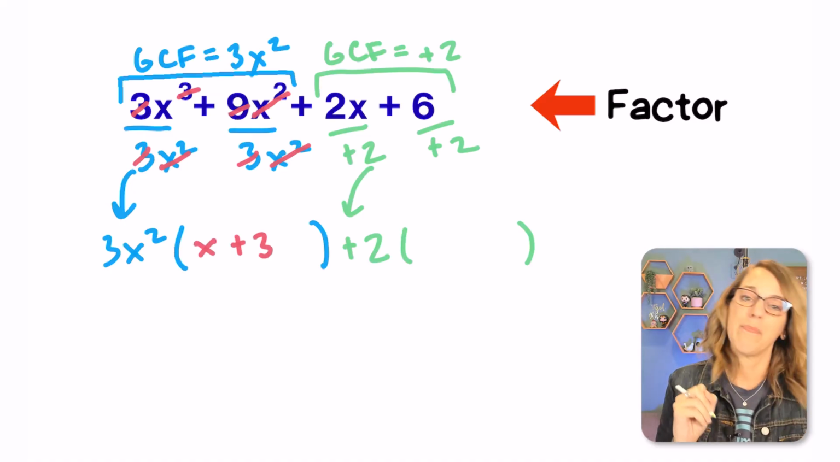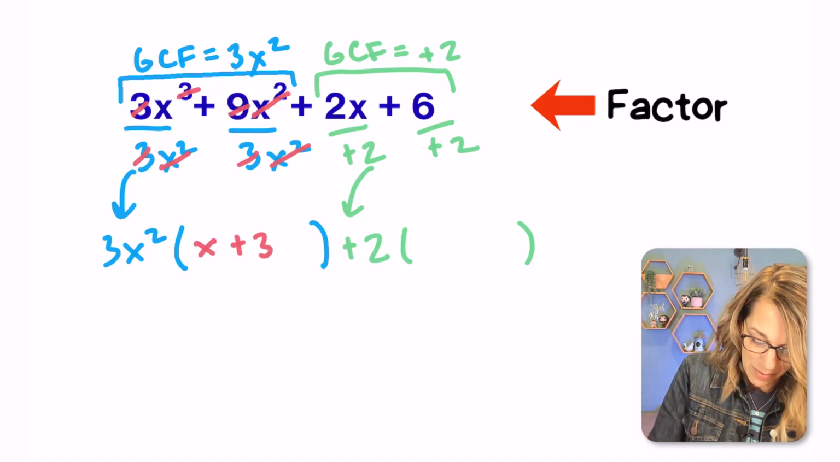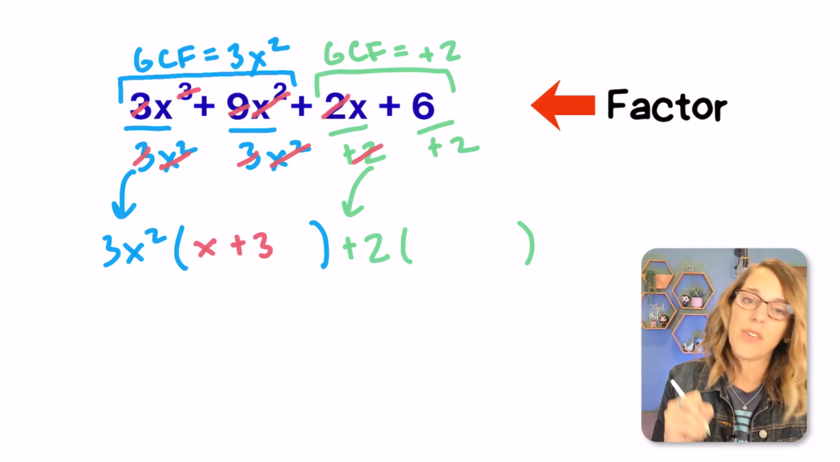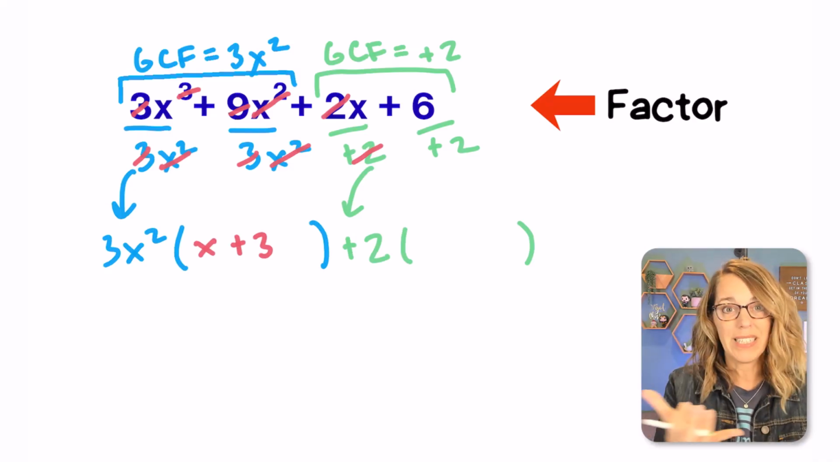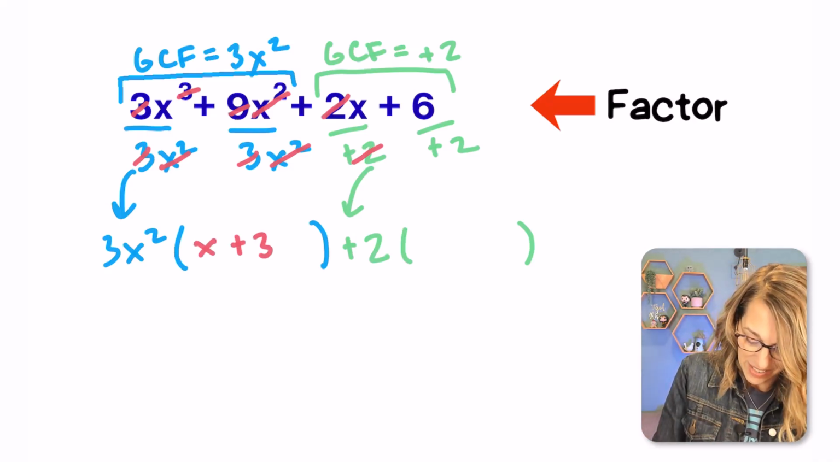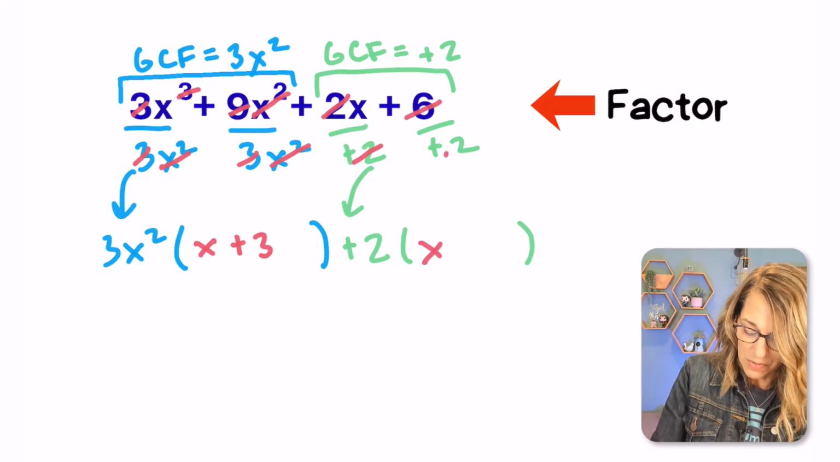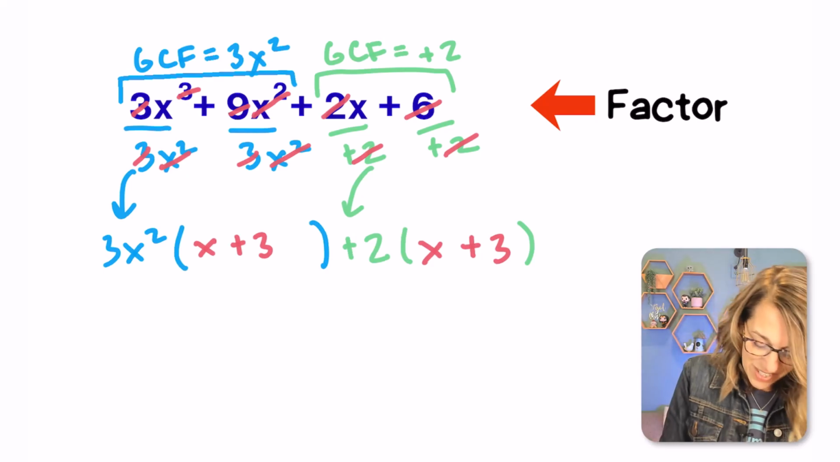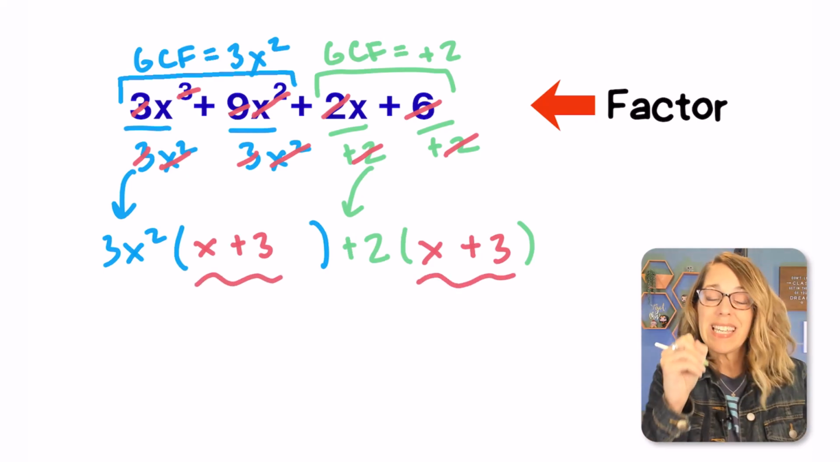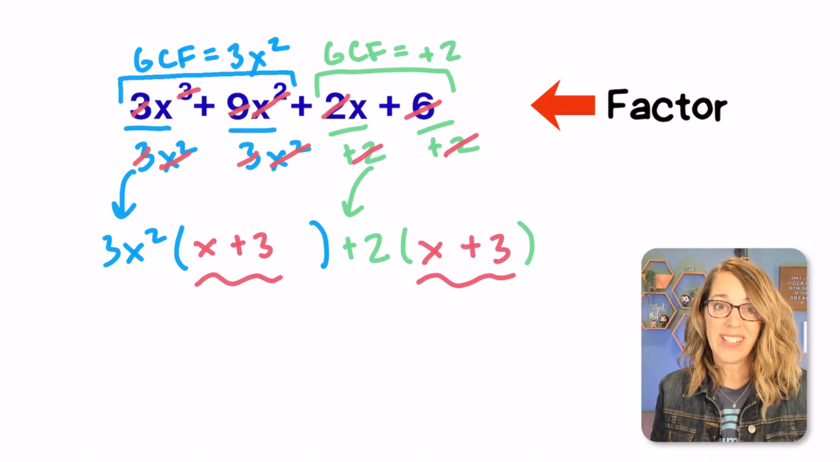Let me grab my red pen. Let's go ahead and simplify what we can. So I can divide out that 2 completely, and I'm left with an x from that term. In the second term, I've got 6 divided by 2, and 6 divided by 2 is a positive 3. Now take a look at that x plus 3. That x plus 3 is going to act as my new GCF.